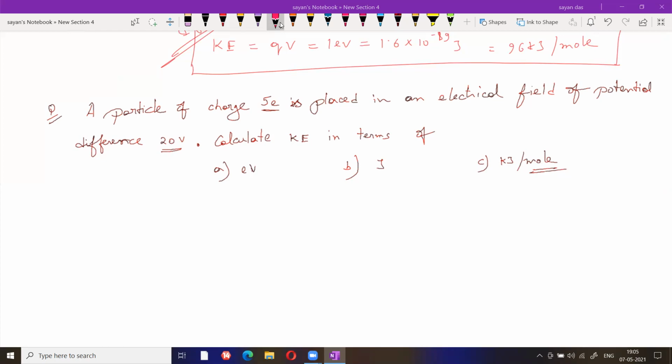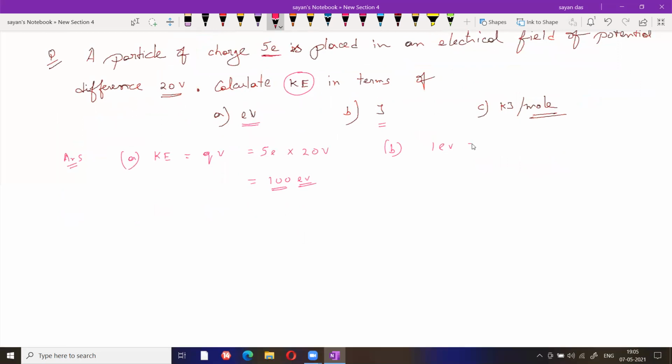Completed. Sir, what is the second part? Joule. You have to find out the kinetic energy in terms of joule. Okay, sir. First part, what is the answer? We all know that kinetic energy equals Q into V. Q is given as 5e and V is given as 20 volt. So 100 electron volt. That is the answer for the first question. Kinetic energy in terms of electron volt is 100. Now solve the second one.